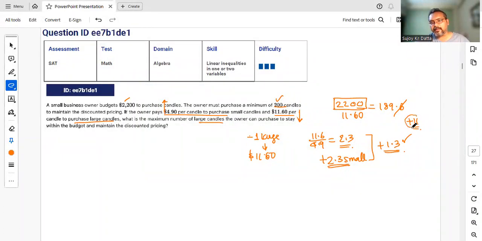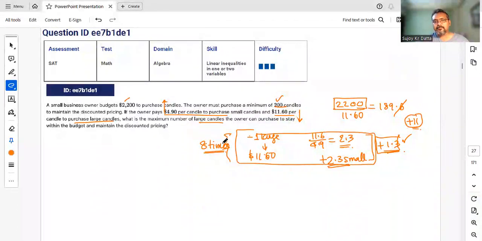Now you have to keep doing it till you get 11 times. So how many times do you need to do this? Every time you do, you add 1.3. So 11 divided by 1.3, let's do that. And that comes to around 8.4 times, 8 times. Okay. So if I were to do this 8 times, I'm going to reduce the number of large candles by 8. So number of large was 189, I've reduced 8, so now it is 181. I still need to verify, right?